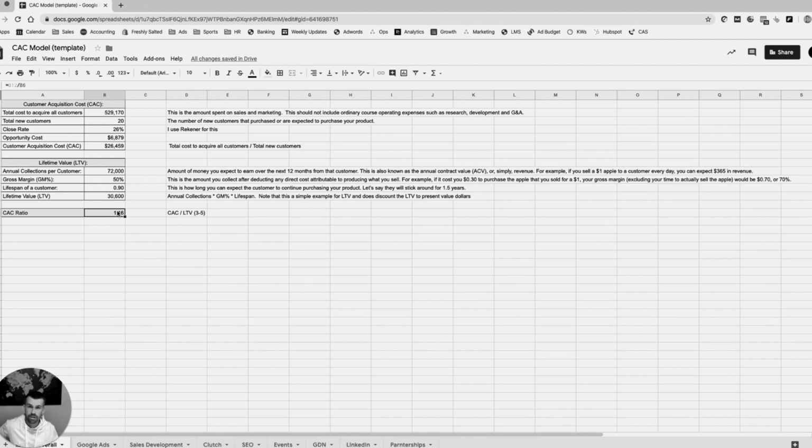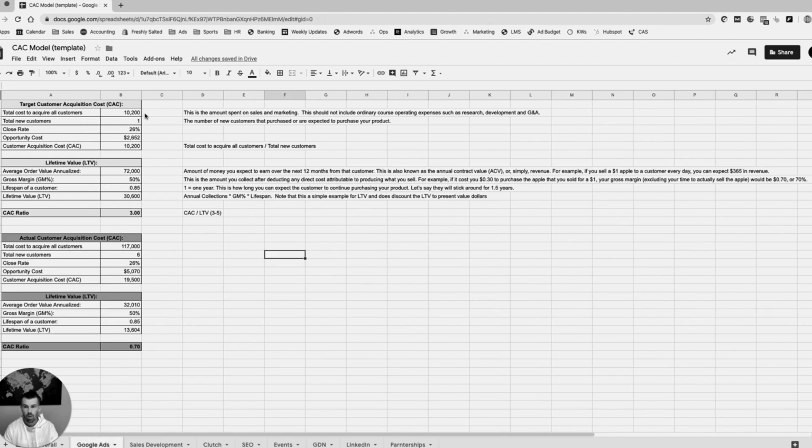Now, what I built is to look at, okay, so that's where we're at today. But let's say for our Google ads, what do we need to be at? Like, what should our target be? So what I did is I broke this out for you as target customer acquisition cost as well as actual customer acquisition cost. So for your target customer acquisition cost, you're going to replace this formula here with the number 1. So what that means is what it costs to get 1 customer.